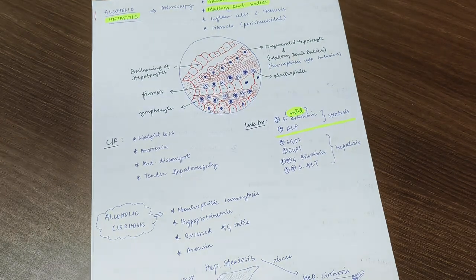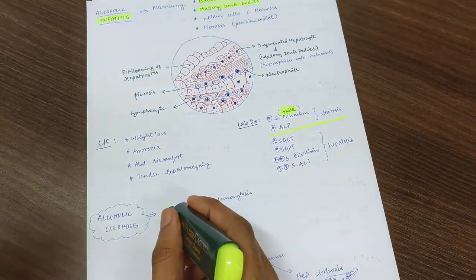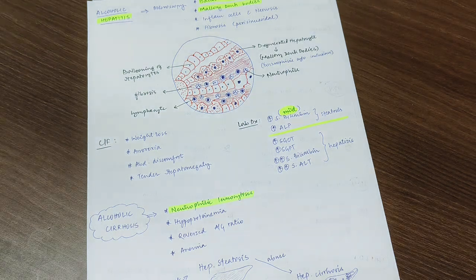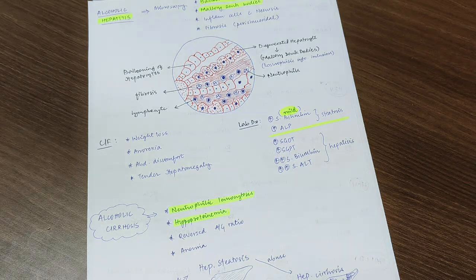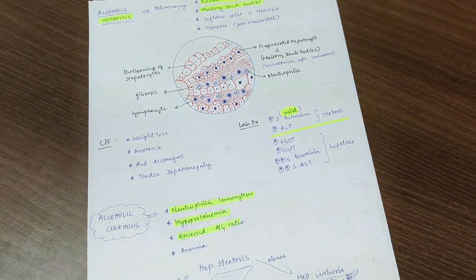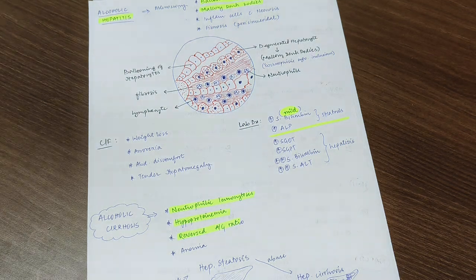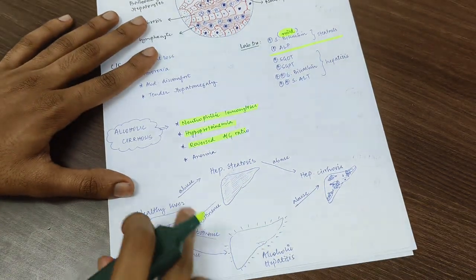Next is alcoholic cirrhosis. Mainly what you are going to see is neutrophilic leukocytosis, maximum neutrophils formed. Then hypoproteinemia, because the cirrhosis is there and the liver is not producing the proteins. And reversed albumin-globulin ratio: there is no formation of albumin now, so albumin will start decreasing and globulin will start increasing, and that will lead to reversal of the AG ratio. Lastly, anemia is also there because many factors required for synthesis of RBCs are produced from the liver.